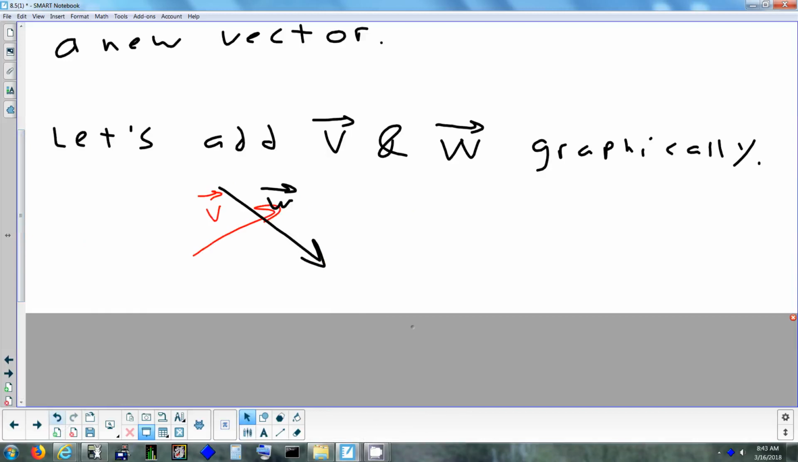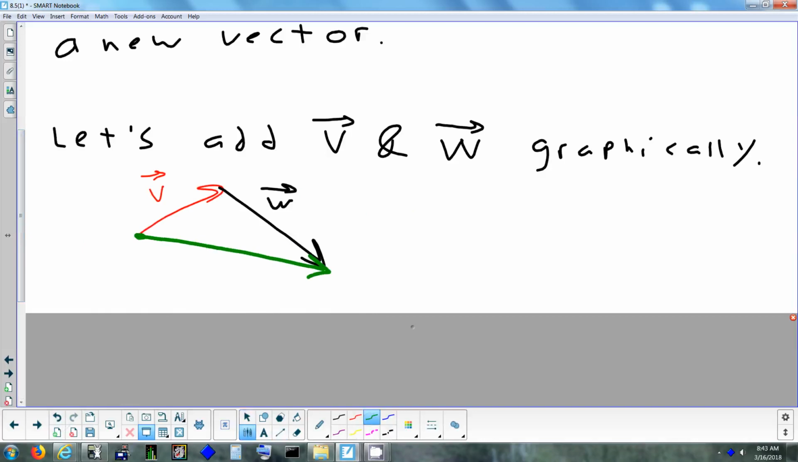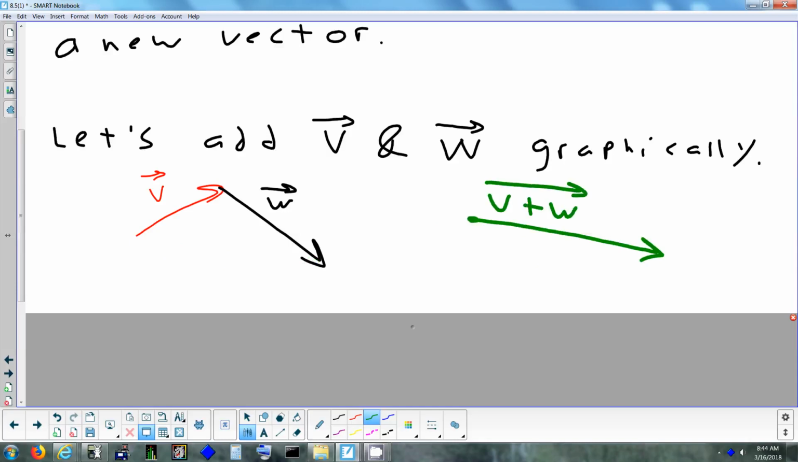Okay, but I'm going to put it back as v plus w. So the end point and the beginning point line up, and then connect the diagonal from the start to the finish. And what I'm going to do is just pull it away from there so it's kind of on its own, separate. And what I just drew in green is v plus w. That's the vector v plus w. Or I guess you could also write it this way. Any questions on that?